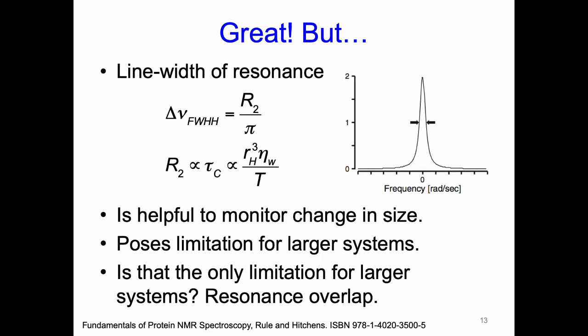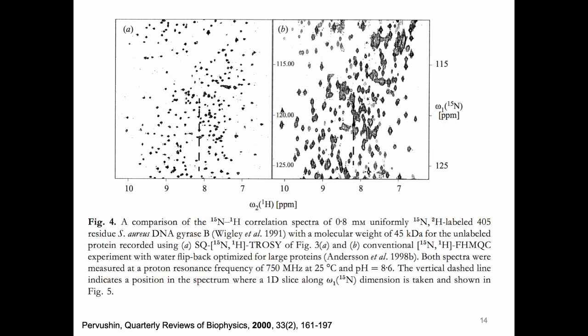However, new methods have come up to alleviate such resonance overlap and larger size limitations. Without going into much detail, this experiment is called transverse relaxation optimized spectroscopy, or TROSY, where on the right-hand side you look at the conventional NMR experiment that results in very broad resonances for a protein which has 405 amino acids. You're talking about something to the tune of 45 kilodalton. And when the TROSY experiment is applied, resonances are much better resolved and much sharper.